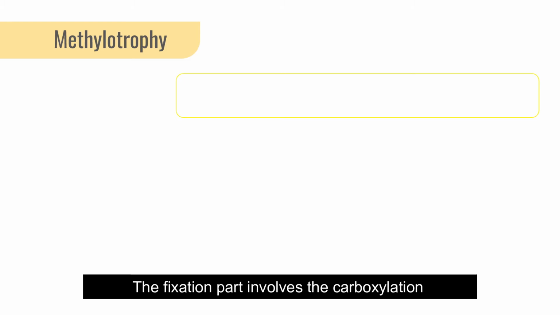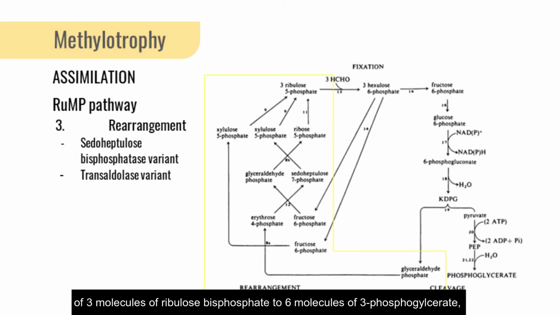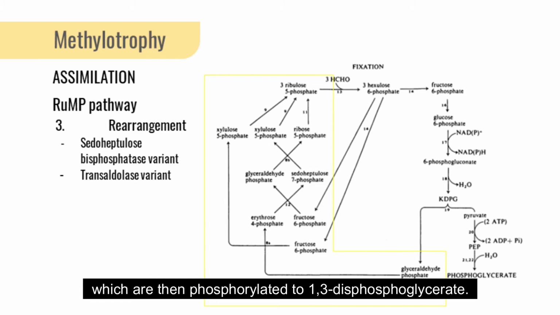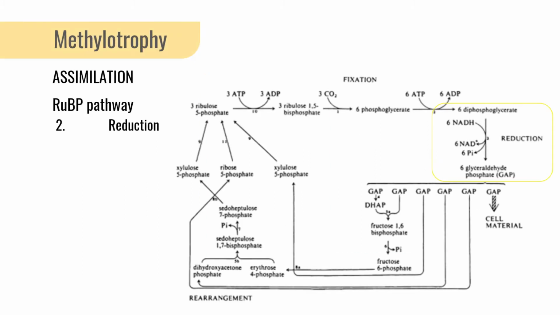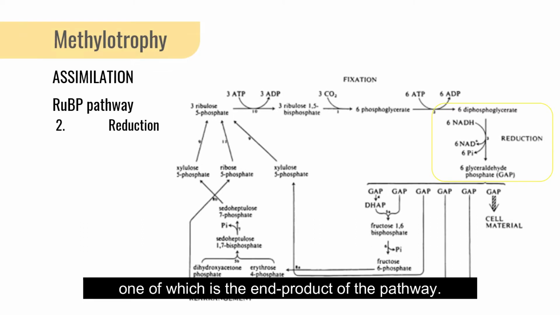Fixation. The fixation part involves the carboxylation of 3 molecules of ribulose bisphosphate to 6 molecules of 3-phosphoglycerate, which are then phosphorylated to 1,3-diphosphoglycerate. Reduction. These are then reduced to 6 molecules of glyceraldehyde 3-phosphate, one of which is the end product of the pathway.